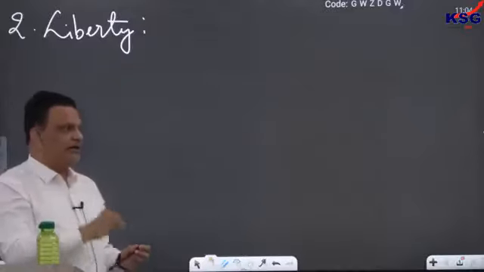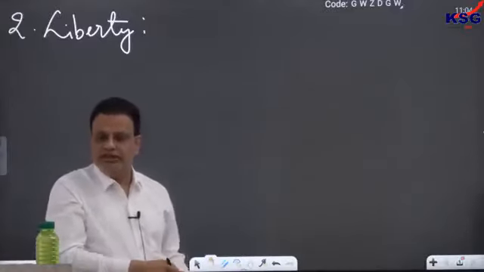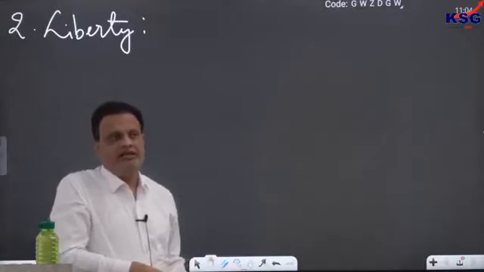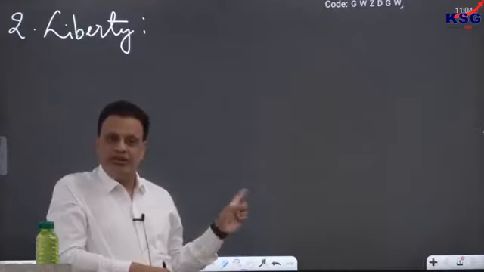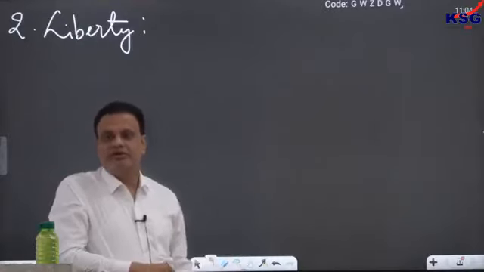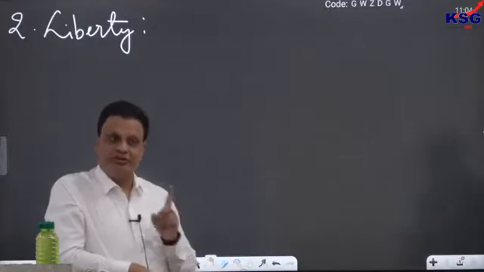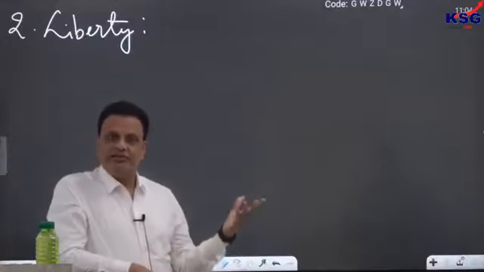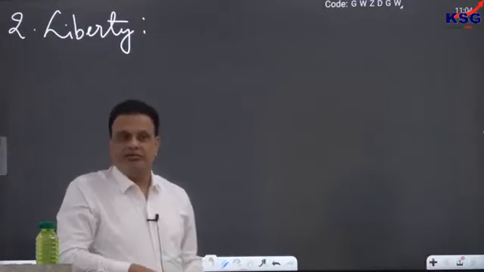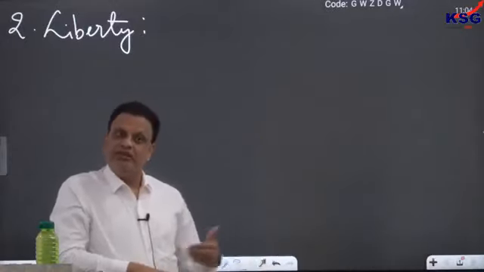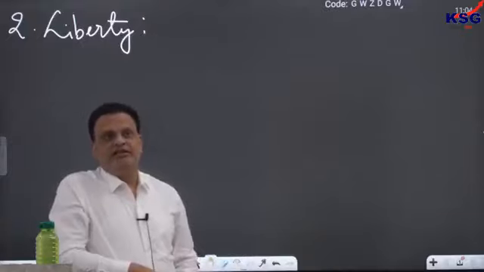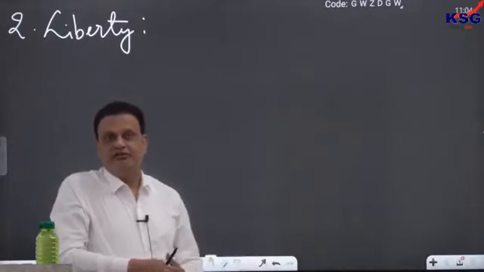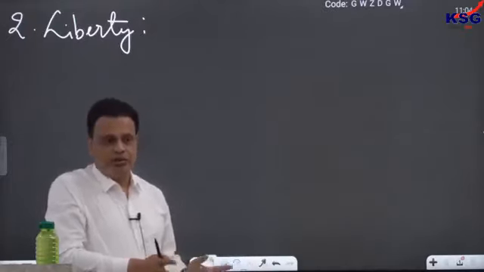This idea of liberty is so strongly associated with John Stuart Mill that anybody who knows about Mill must have heard about the idea of liberty somehow. The moment you take the name of Mill, the first word that comes to a person's mind is liberty. Mill, liberty, this is what people say. So, let us see what is that idea of liberty that Mill tried to propound.